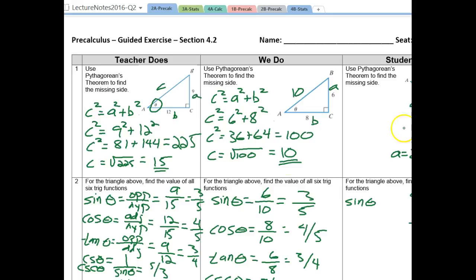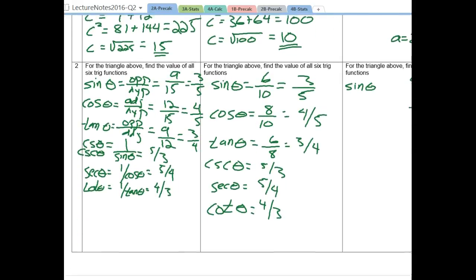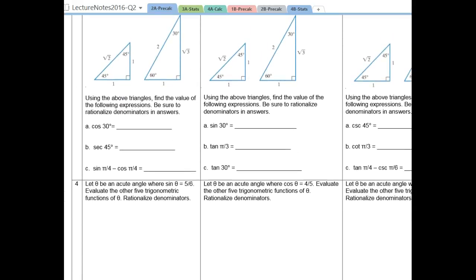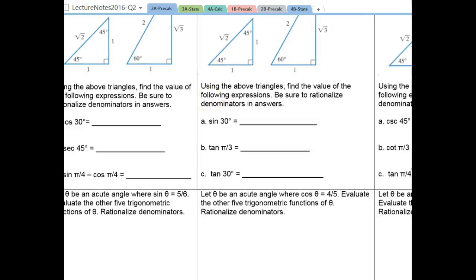What I want you to do is take a look at your guided exercise. I think I handed that out to you last time. We did some of it. I think this is what we completed last time. But I want you to turn to the back page because we did not do those. And I'm going to have you do those now.